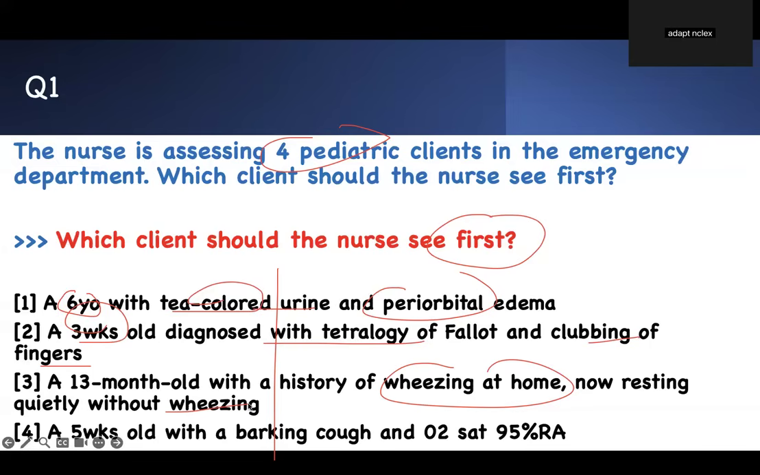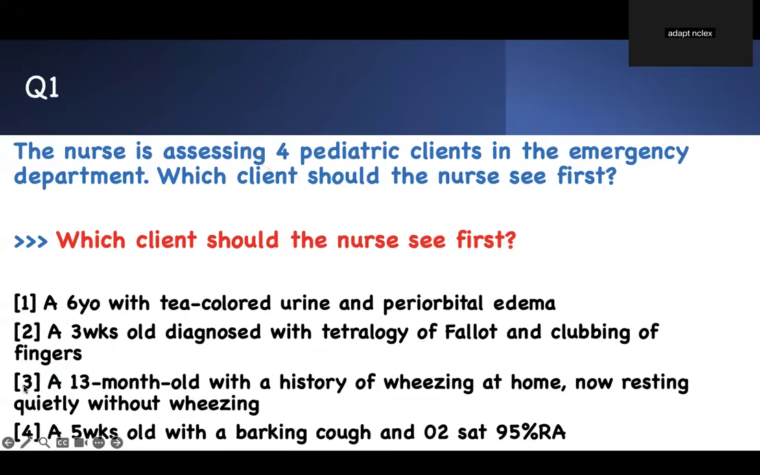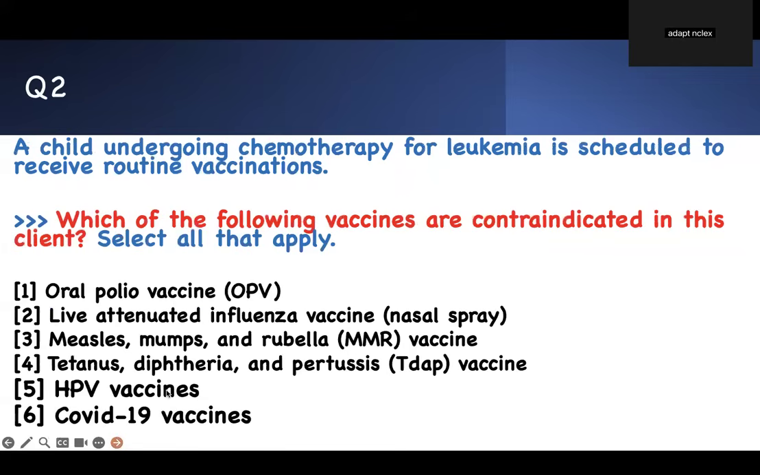That is a priority. The 5-week-old with a barking cough: coughing and barking is bad, but your saturation is 95. You have 1 second. Who are you going to give it to? All of them are priority. But as an entry-level nurse, pick the one that is going to die quickly, the one you don't have time with. And as you can see, number 3 is the best answer in this situation.